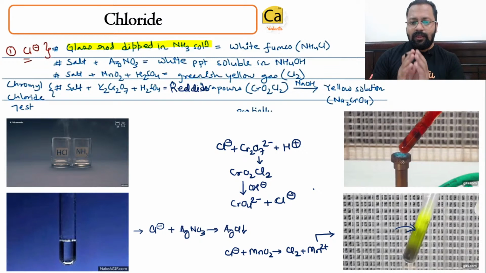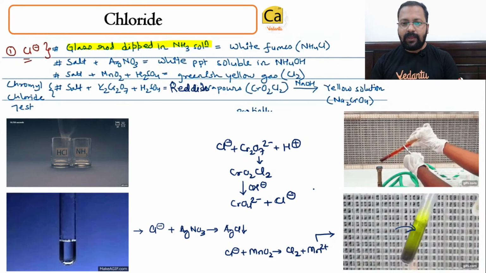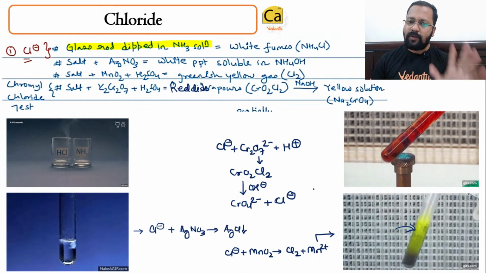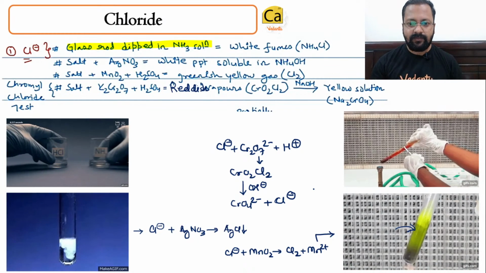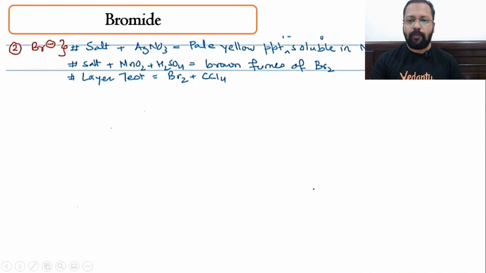So remembering the gist of the reactions is enough. You do not have to remember the whole reaction. You can remember the gist of the reaction and that will be enough. Okay? So this was about chloride. Let's go on to bromide.